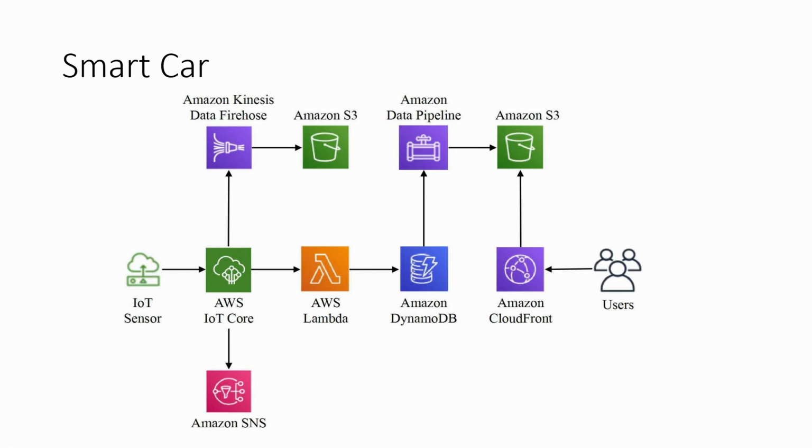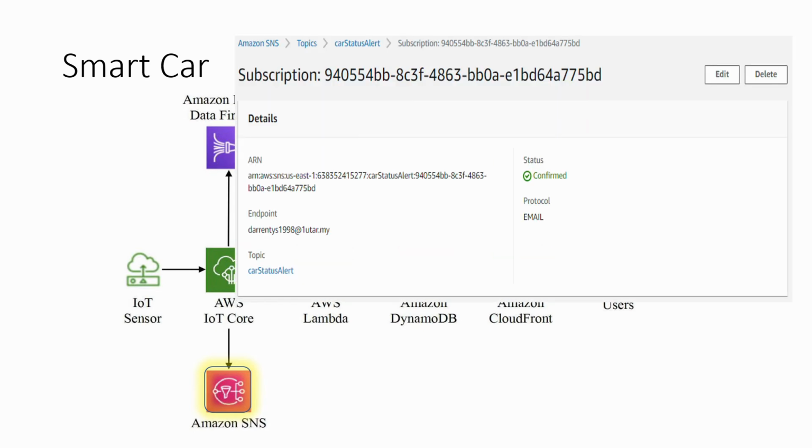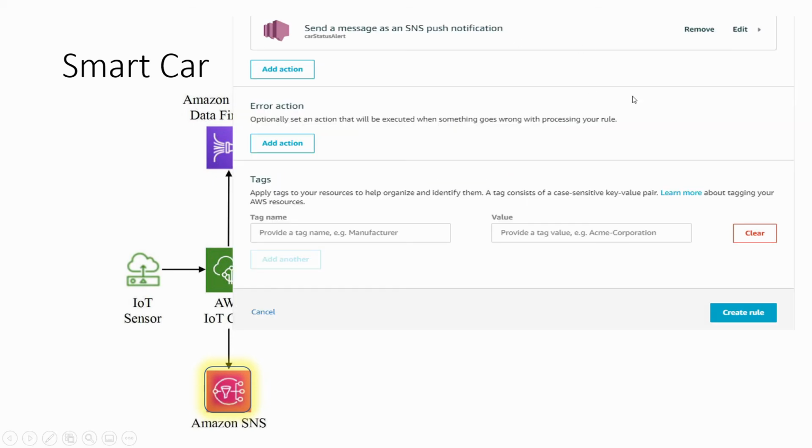Next, I'll be talking about Amazon SNS. This is an alert system for us, where any error that occurs will be alerted to us. After subscribing to Amazon SNS, our subscription status will change to this. Any error that occurs, as you can see in this picture, will be sent to us as a message by SNS push notification.